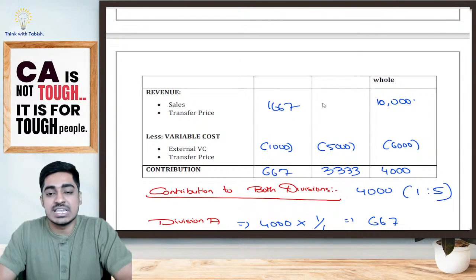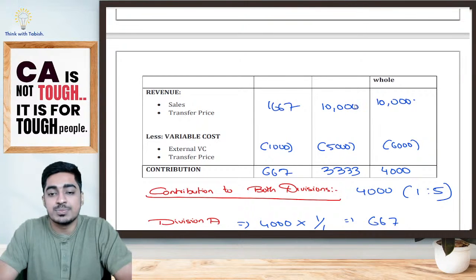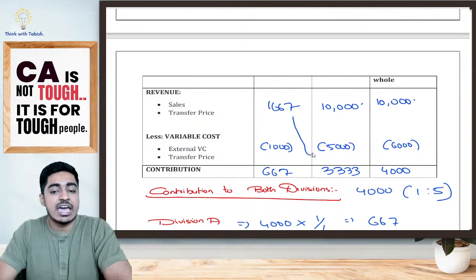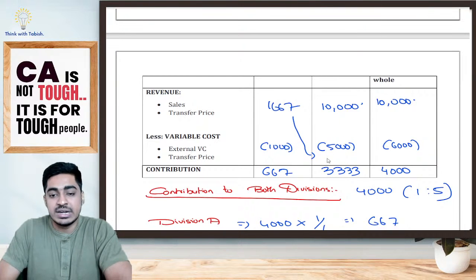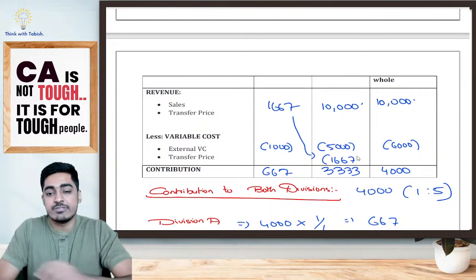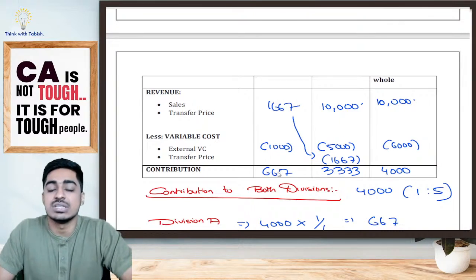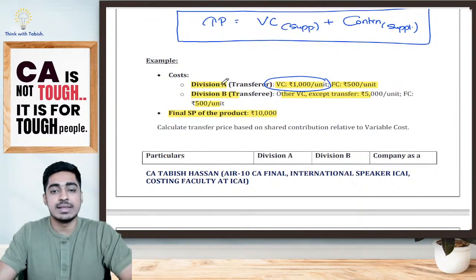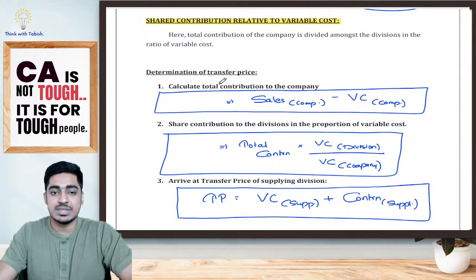Division B is saying, I'm selling the phone at 10,000 rupees. My external variable cost is 5,000. Again, I have to pay the internal division 1667. So my contribution is 3330. Is it clear, students? Simple, very simple. The chance of it being asked in the examination is less.